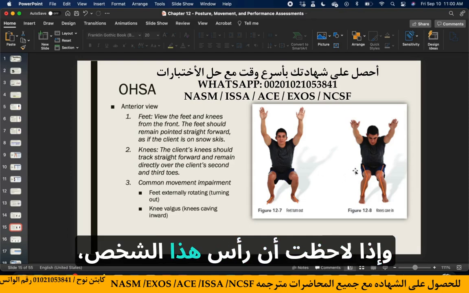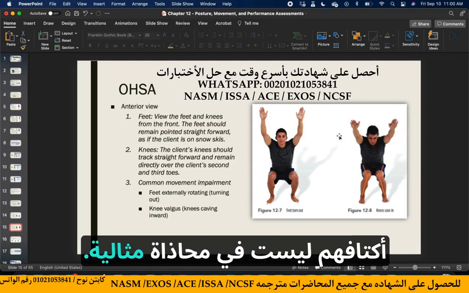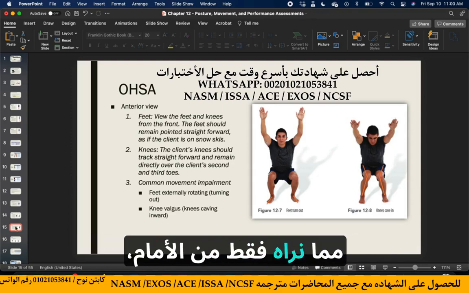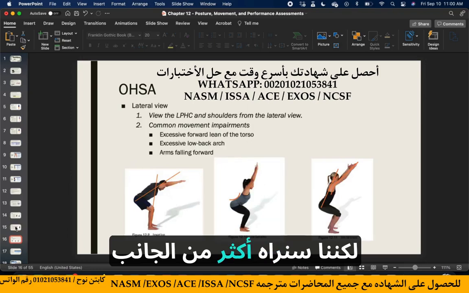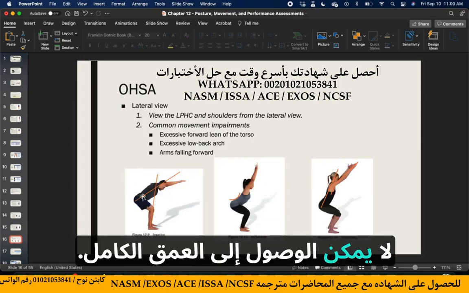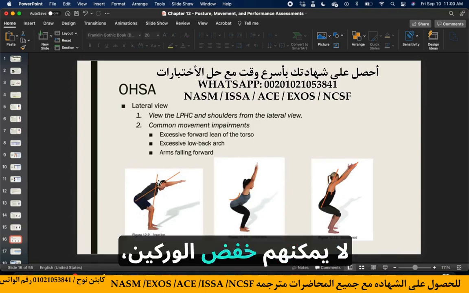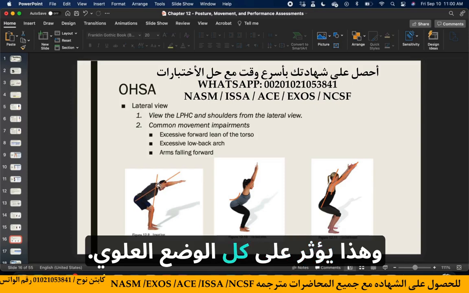And if you notice, this person's head is not in optimal alignment. Their shoulders are not in optimal alignment. So there's a lot going on there that we're seeing just from the front, but we'll see it more from the lateral side. All right? Lateral, can't get into full depth. They can't get the hips down, and that affects that whole upper positioning.